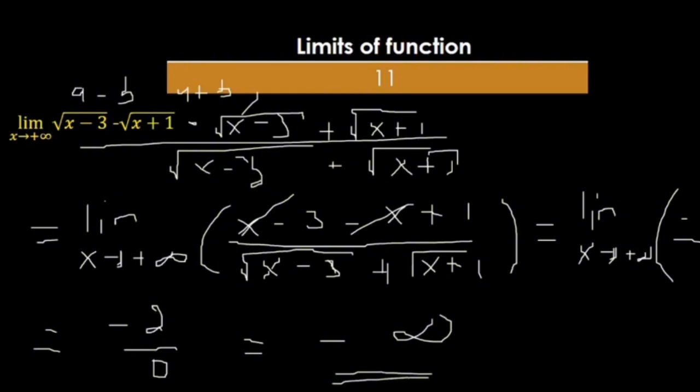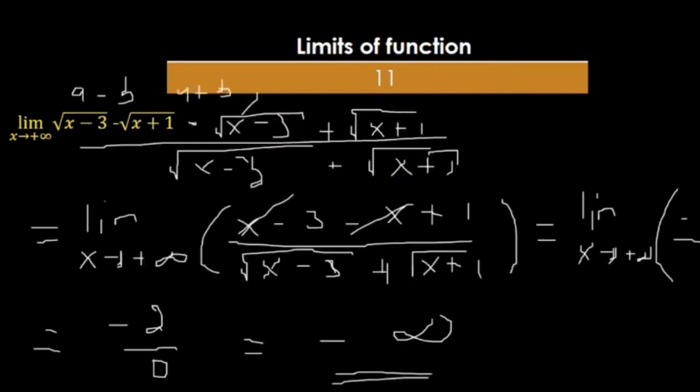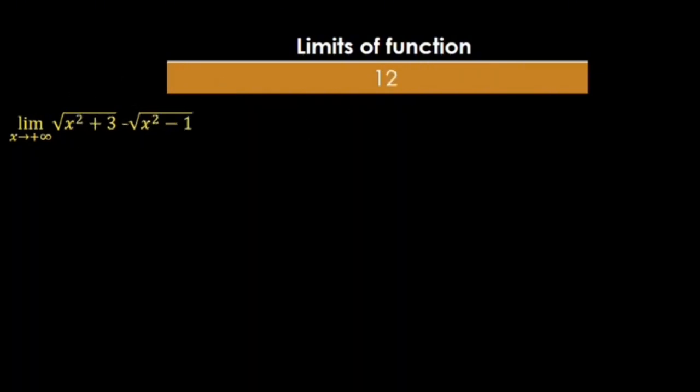Let's move to the next question, that is question number 12. In question number 12, we are asked to find the limit as x tends to plus infinity of the square root of x squared plus x minus the square root of x squared minus 1. It's almost the same thing as the previous one. If we substitute directly, we are going to have plus infinity minus infinity, and that is undefined or indeterminate.